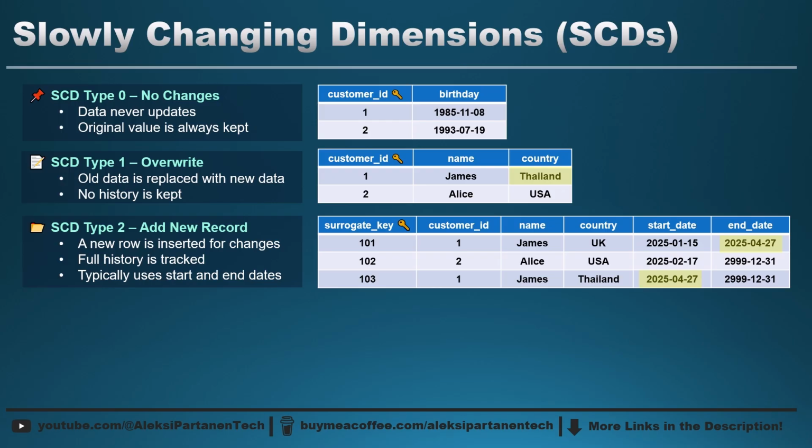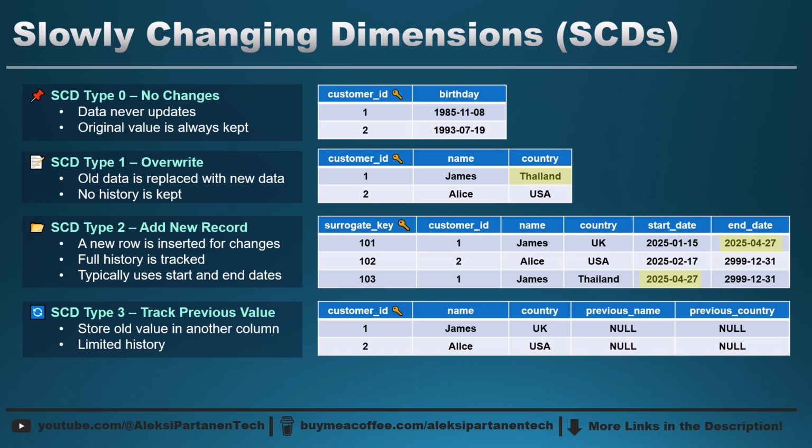Then we have type 3. In this, we store the previous value in another column inside the same record. For example, we can add a previous country column. When the country changes, we move the old country in the previous country and update the current country. Type 3 is good if we only care about tracking the last change, but not full history over time. In the case of James, the table would look like this after he moves to Thailand.